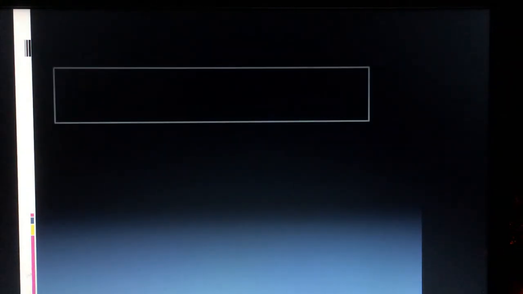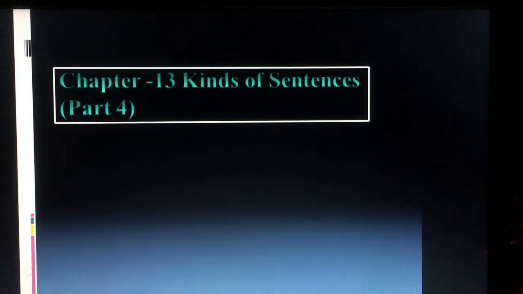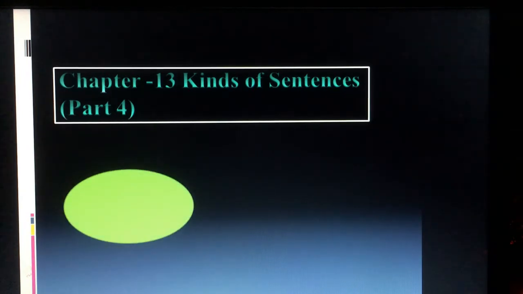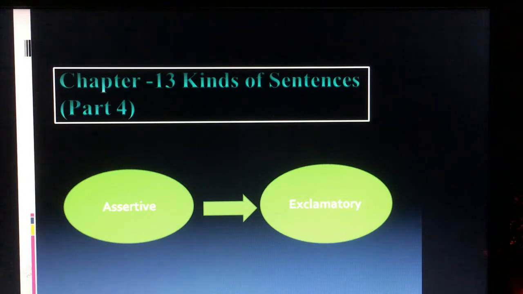Today's topic is on the previous chapter which we started. It was chapter 13, kinds of sentences, and today's part is part 4. So we're going to discuss some more things in this chapter. We were discussing the transformation, right? Today we're going to learn the transformation of assertive to exclamatory sentences. In this part we are going to learn how to convert assertive sentences to exclamatory, and also the exchange, exclamatory to assertive as well. So let's start with assertive to exclamatory first.